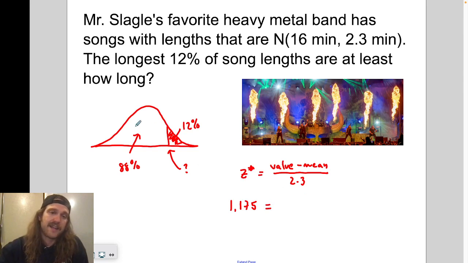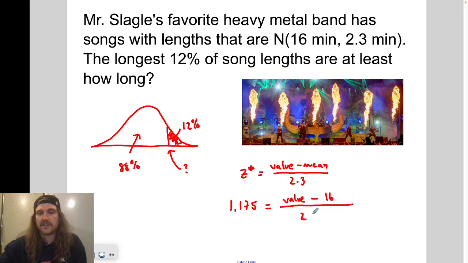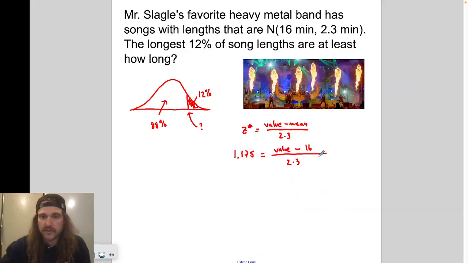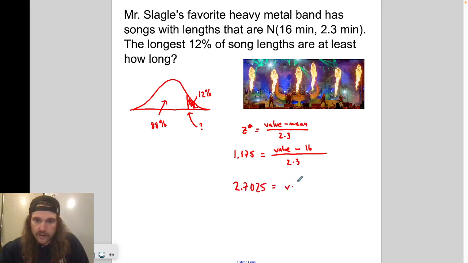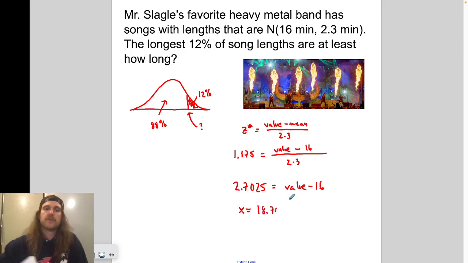So if we're looking at the standard normal curve, 88% of the observations are less than 1.175 standard deviations. So I'm going to come over here. We don't know what the value for our distribution is, but I know the mean is 16, and I know the standard deviation is 2.3. Now we can solve this equation by doing some clever algebra, multiplying both sides by 2.3, we get 2.7025 equals the value minus 16, and then add 16 to both sides. So the x value of interest that we want equals 18.7025.